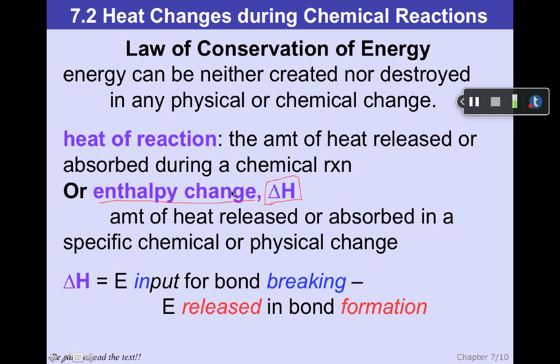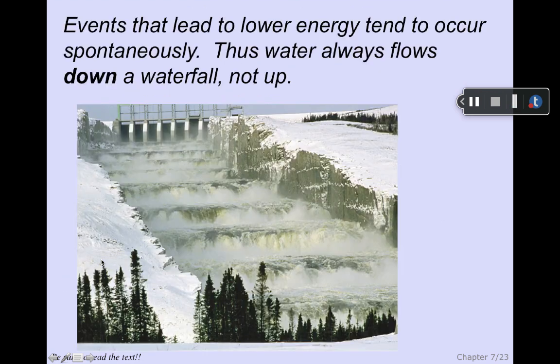So the amount of heat released or absorbed during a chemical reaction is described as its enthalpy change, or delta H. And so it's specific to a physical or chemical change what that delta H value will be. It has to do with where it comes from. Delta H is related to the energy required to break bonds, and you subtract from that the amount of energy released in bond formation, and you come up with a value for delta H. We're going to talk about delta H values quite a bit more in the rest of this chapter.